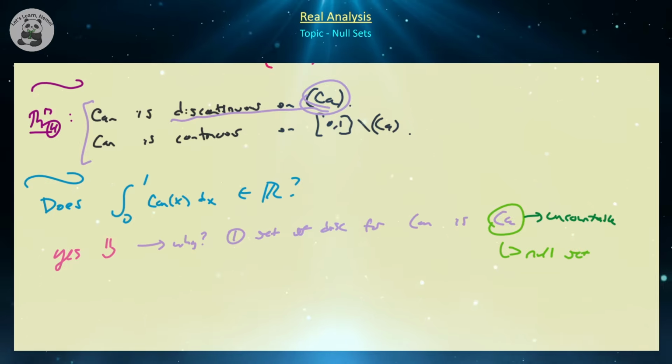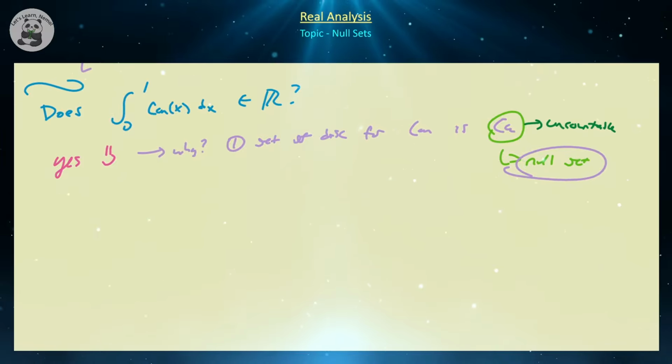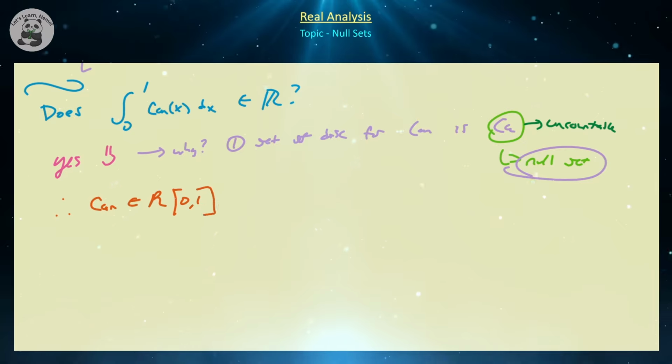Right? So since the set of discontinuities for the Cantor function, the Cantor set, is a null set, then by Lebesgue's integrability criterion, we see that the Cantor function is indeed Riemann integrable on [0, 1]. Okay, so even though our Cantor function is discontinuous on an uncountable set, similar to our Dirichlet function, that doesn't necessarily mean it's not Riemann integrable, because in this case it indeed is, because the set of discontinuities is a null set, right? So that's actually very, very cool.